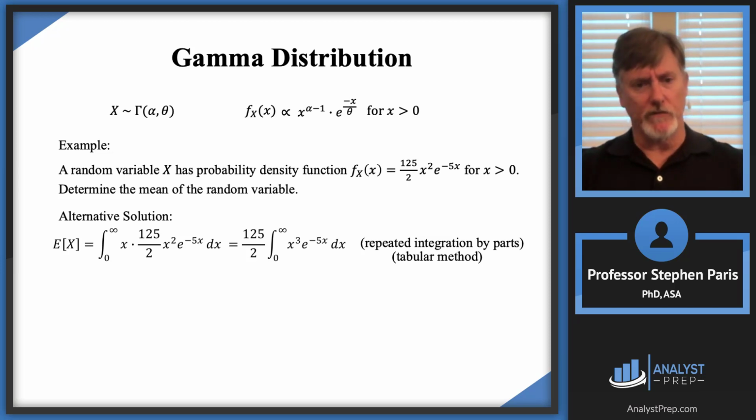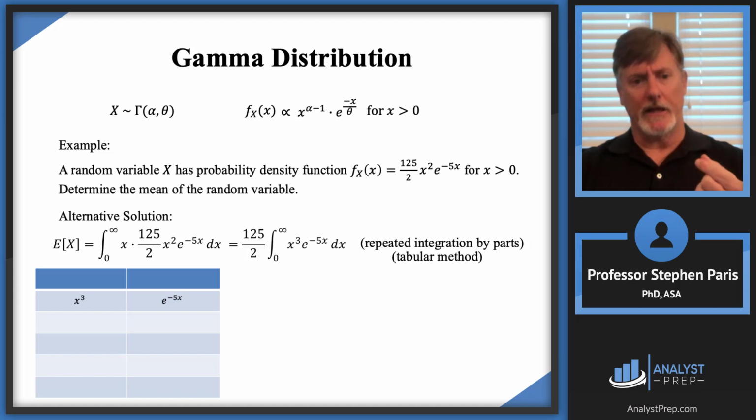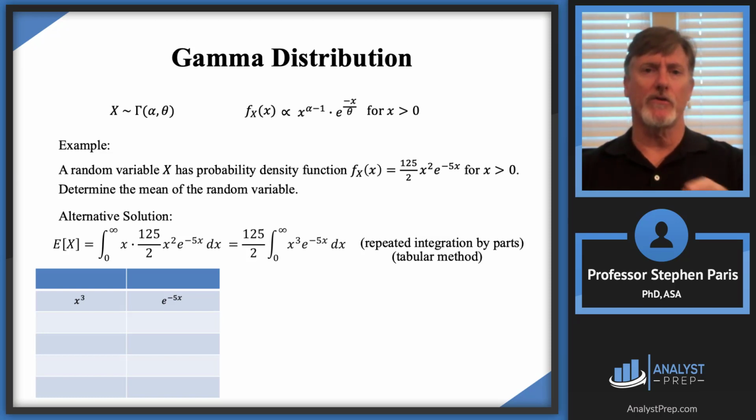What you do is form a two-column table. In one column you put the u part of the substitution. You would say u is equal to x cubed, and the dv part would be e to the minus 5x dx. So in the left-hand column I let u be x cubed, and in the right-hand column I take whatever the rest of the integrand is, in this case e to the minus 5x.